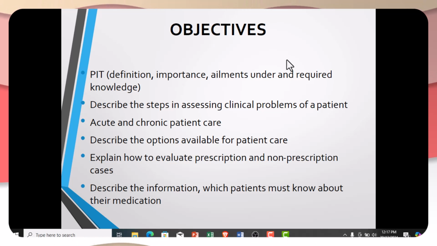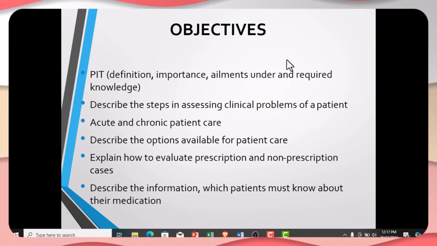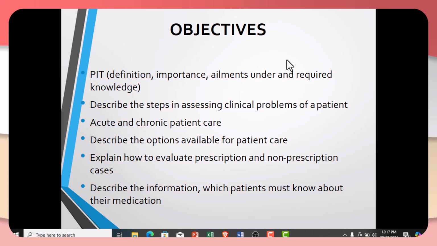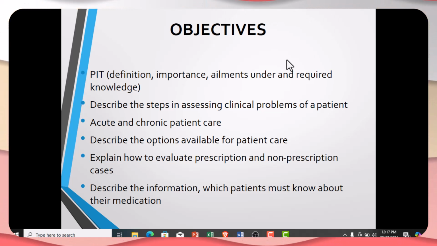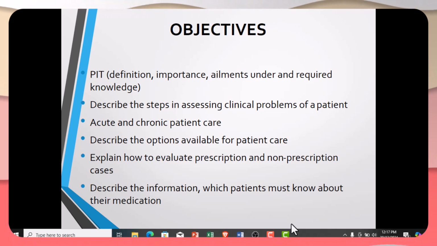We shall also describe the steps in assessing clinical problems of a patient, acute and chronic patient care. We shall describe the options available for patient care and then explain how to evaluate prescription and non-prescription cases. Then we shall describe the information that we need to give to our patients, and what is the information that a patient must get or walk out with. Okay.